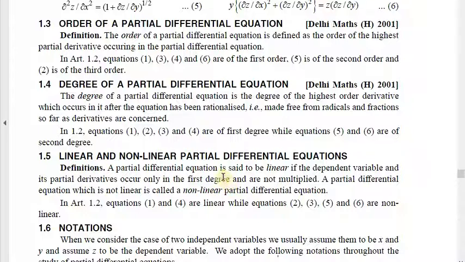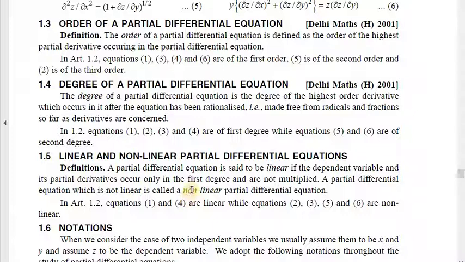It means that the degree of each partial derivative is 1 and they are not in multiples, meaning you don't have terms like del z by del x into x into del z by del y. This type of thing is not there. Order is 1 and degree is 1. When order and degree are both 1 in a partial differential equation, and there is no multiple of the dependent variable, then this is called a linear partial differential equation. So that is the thing.